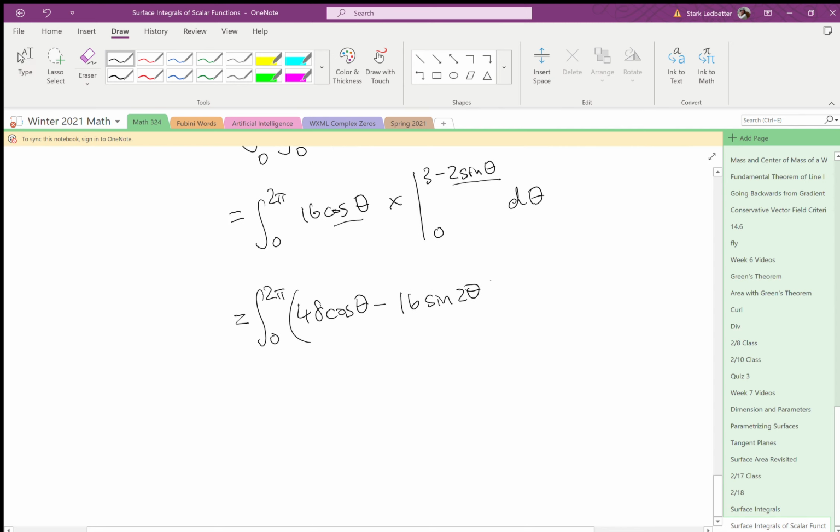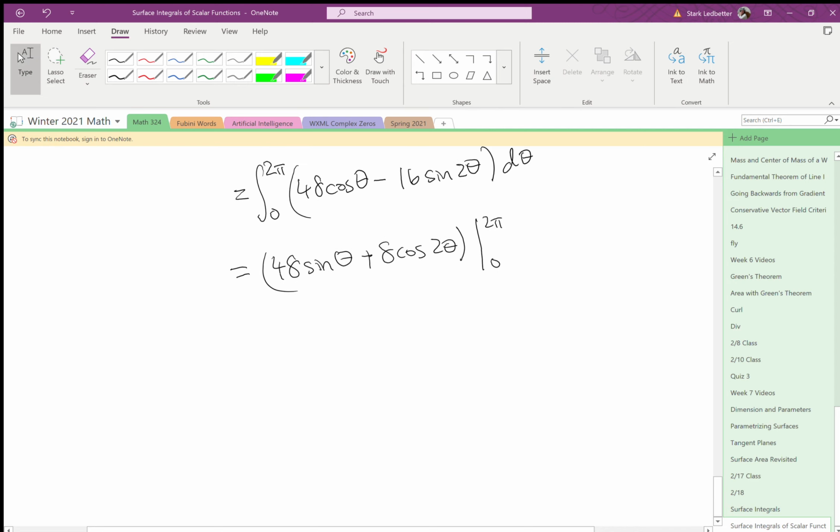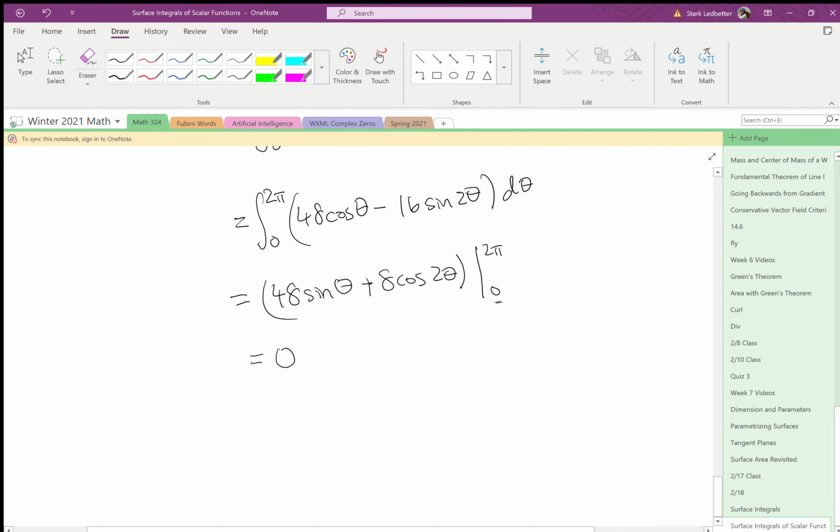Okay, now we're going to integrate that with respect to theta. And maybe if you've seen this before, you're already suspecting the answer is going to be 0. But let's do it. Plus 8 cosine 2 theta, and then we're going to be plugging in 0 and 2 pi. And of course, all the cosine values are 1, but we're subtracting off the same value. So yeah, you do end up with 0. Feel free to check that.